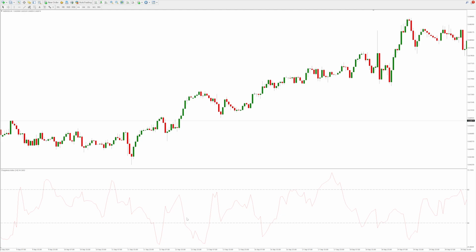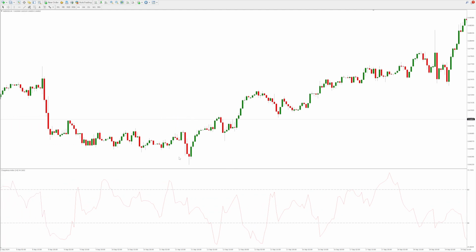Also, I've marked on the indicator here levels 40 and 60. The indicator doesn't actually include these levels. I've just added them from the indicator settings myself. The reason being is because it just makes it visually easier for me to determine high levels of choppiness.